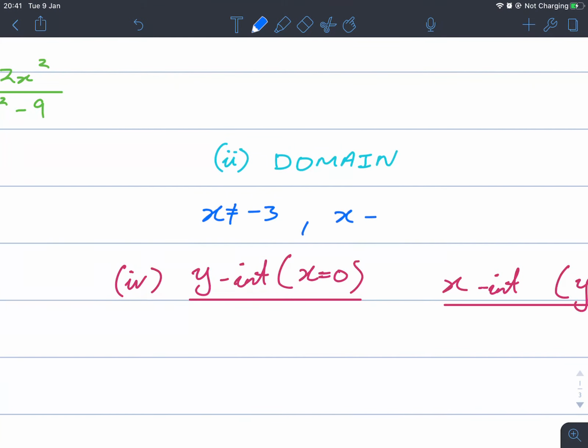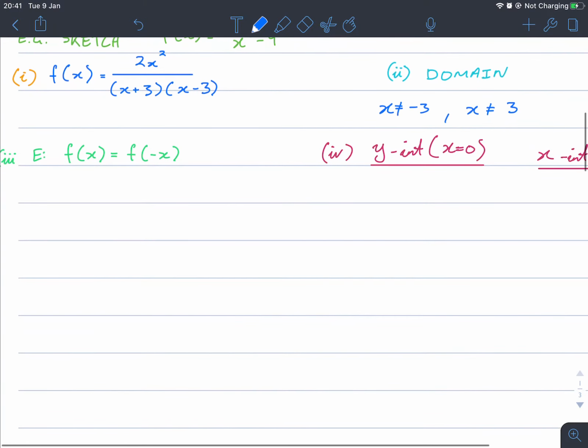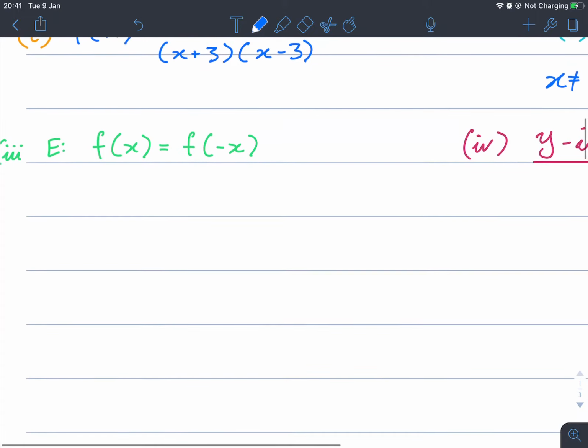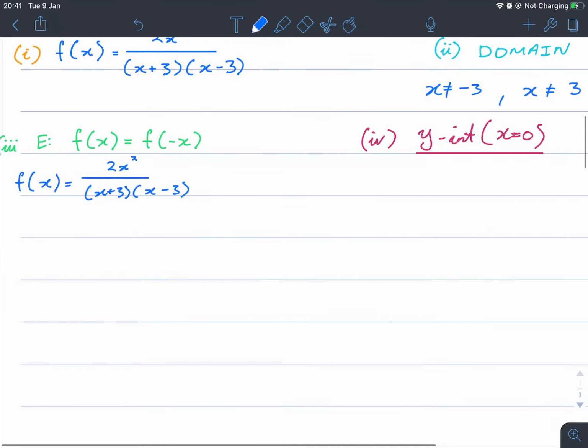Our next step is determining the symmetry, whether it's odd or even. I tend to always test my even functions first, right, and hope for the best. So here we go. So our f of x is 2x squared all over x plus 3, x minus 3. Okay, now we're going to test f of negative x.